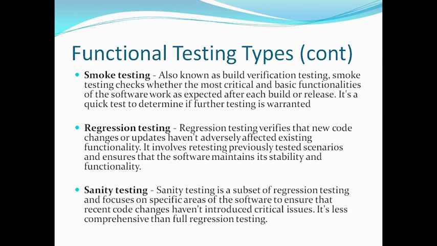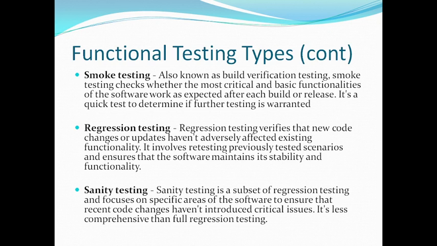Sanity testing. Now, sanity testing is a subset of regression testing and focuses on specific areas of the software to ensure that recent code changes haven't introduced critical issues. It is less comprehensive than full regression testing. In sanity testing, we need to understand what changes the developer has made, and we test the system around the same and make sure that no critical issues have come up.